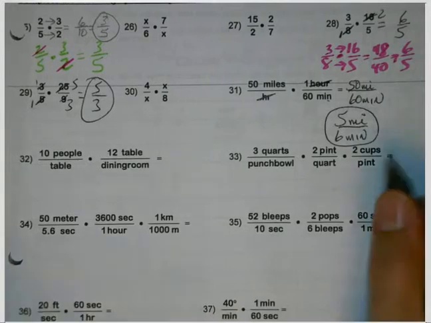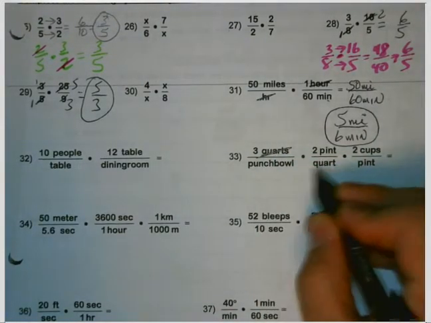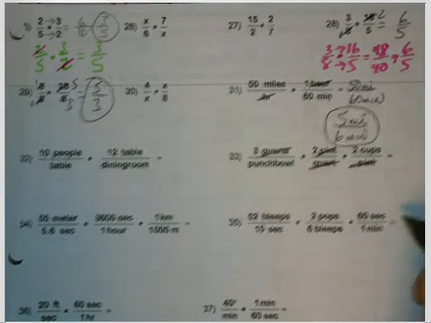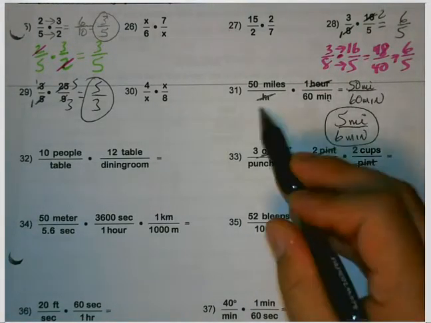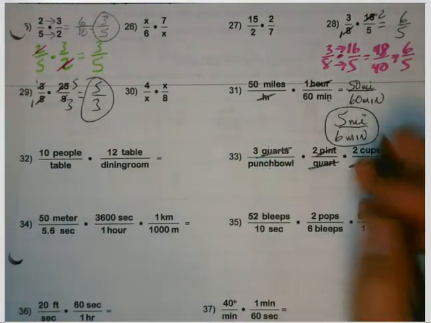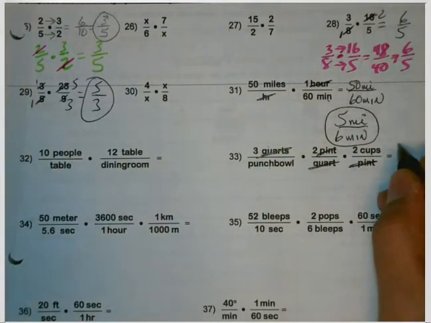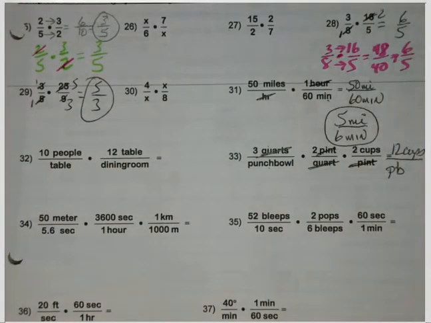Okay, on 33. What labels are alike? Let's cancel those right away. Quarts. Anything else? Pints. And I don't see any numbers that'll cancel because, again, I can cancel top and bottom. I can cancel diagonally, but I can never cancel side to side. So 3 times 2 times 2 would be 12 cups per punch bowl. I can get 12 cups of my liquid, my punch, out of the punch bowl.